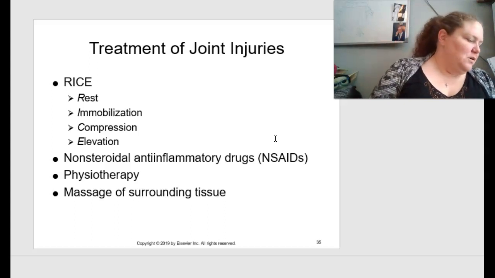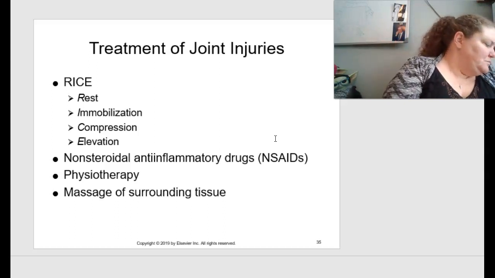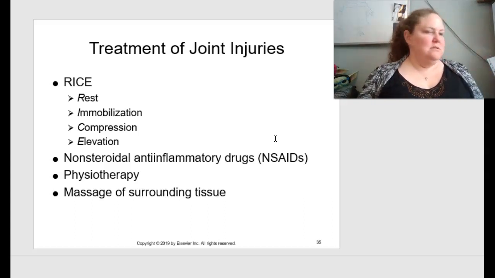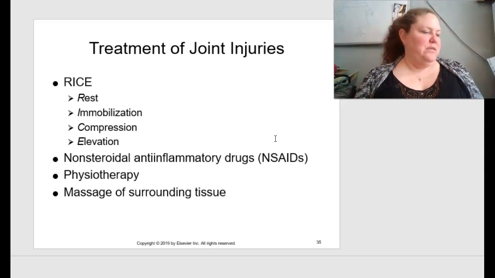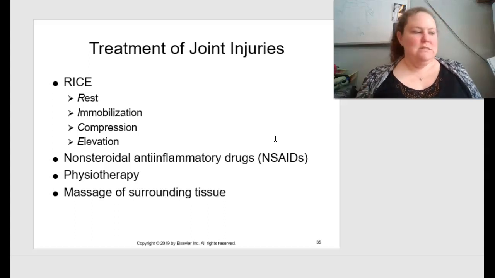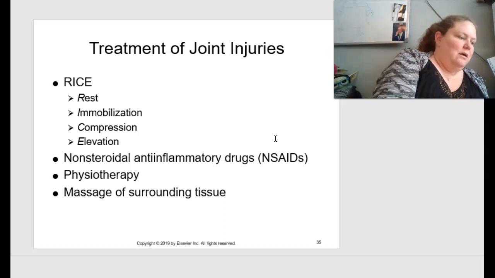And you can also use NSAIDs, which are non-steroidal anti-inflammatory drugs, right? And these can help with pain. You can also use physiotherapy, and so this can be going to the physical therapist and making sure that you can still maintain movement of that area, etc.